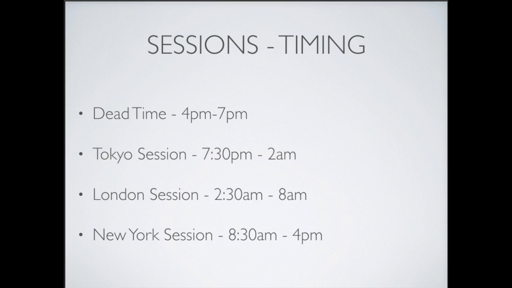London session from 2:30 to 8 a.m. London session is known as the biggest session in all of Forex trading because you catch the most amount of pips during that time. London session is like number one trading area. All right. And then the New York session, that's when the market is trying to come back and correct itself. So New York session is number 2. London session is number 1. Tokyo is number 3. Dead time, try not to trade during those times.